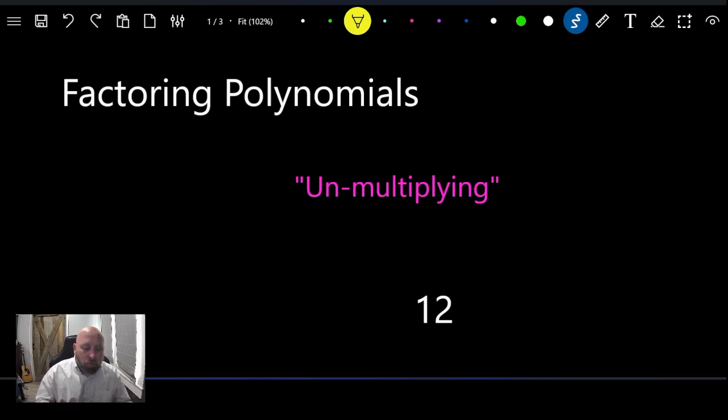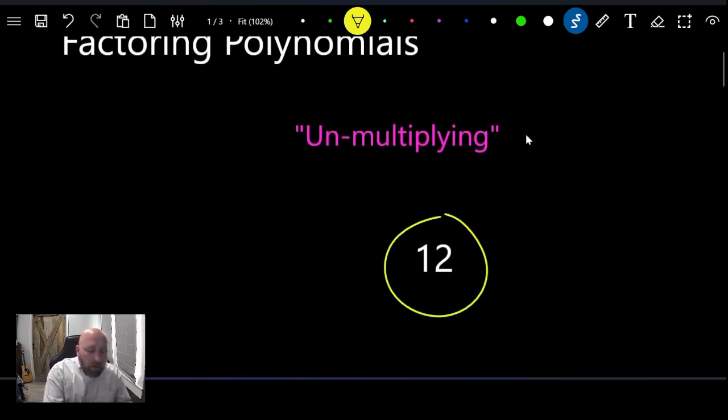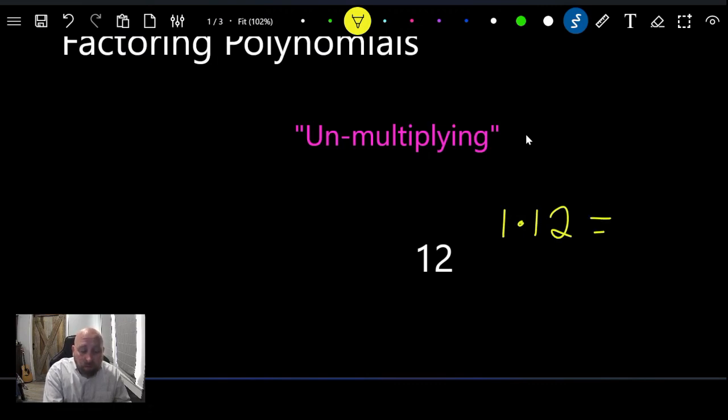So let's use the number 12, for example. All right, so here's our number 12, and we want to unmultiply the number 12. Well, there are several ways that we can unmultiply the number 12. One of those ways is we could say, okay, 1 times 12 equals 12. So this is one way we can pull it apart. Another way is 2 times 6. That also equals 12. Okay?